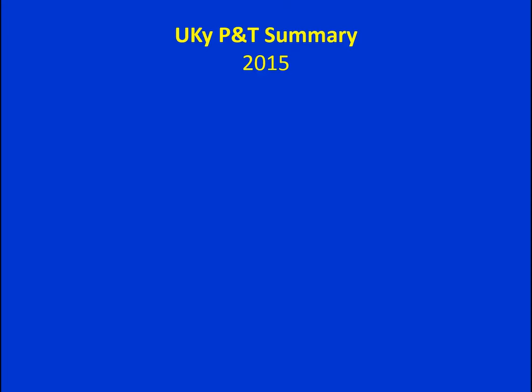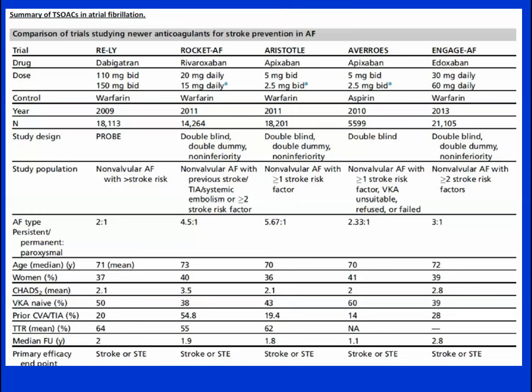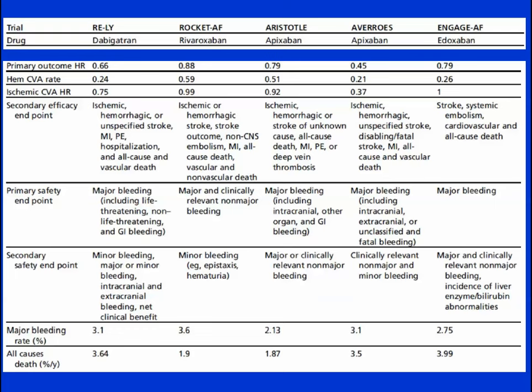Again, the UK P&T committee has come out with some guidelines for analysis of the use of the newer oral anticoagulants for atrial fibrillation. These are the five trials, and the results are summarized on this slide.